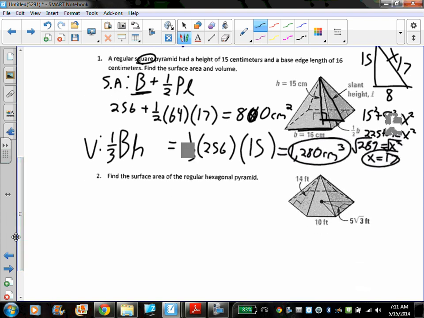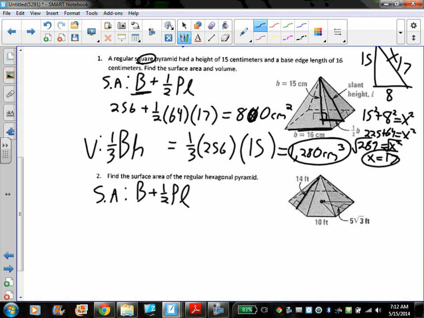Find the surface area of the regular hexagonal pyramid. So, surface area is the area of the base plus 1/2 the perimeter times the slant height. We're given the slant height this time. We know it's 14. And if you look, we're given everything we need to be able to find the area of the base of the hexagon.